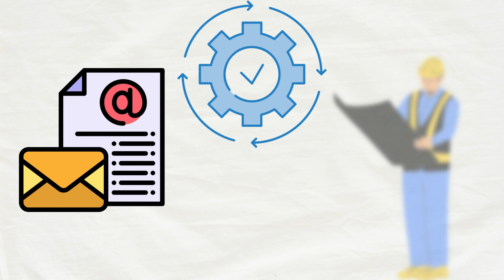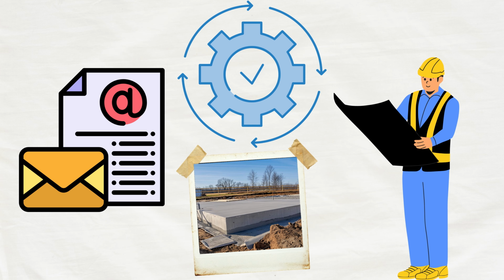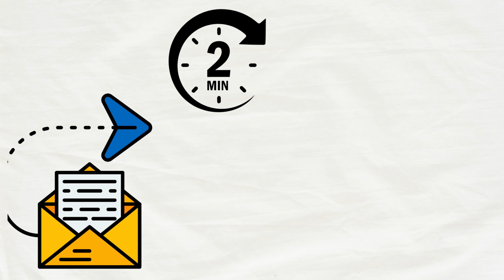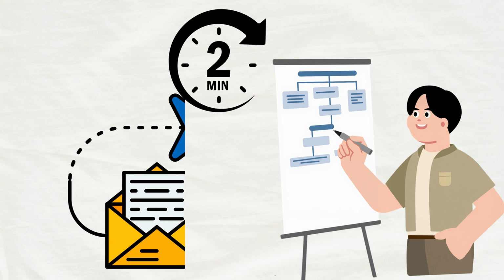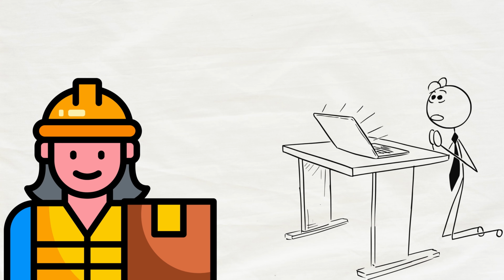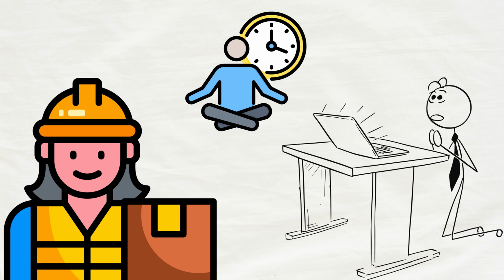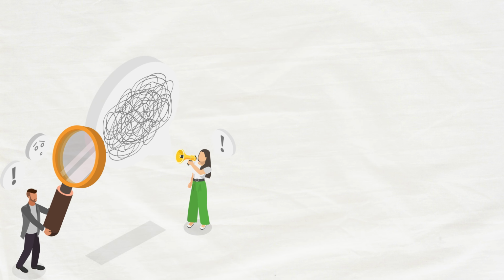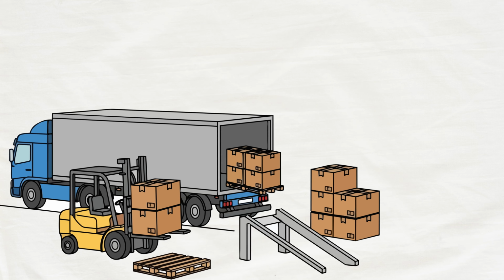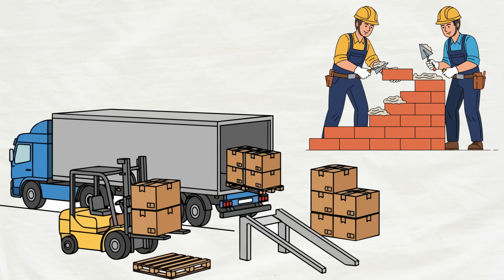The form is set to send an email automatically to the supervisor with the photo embedded and the question clearly written. 2 minutes later, a reply comes back. Not a long explanation, just the answer Marcus needs. Payoff: waiting time reduced from 30 to 40 minutes to under 5. No misunderstandings. Clear record of who approved what. The truck unloads. Work continues.